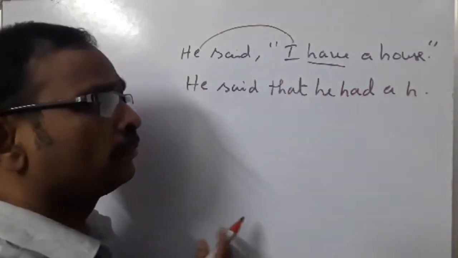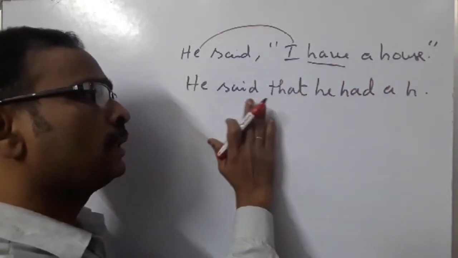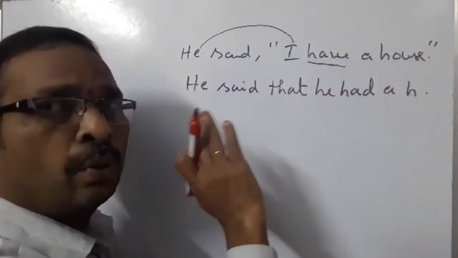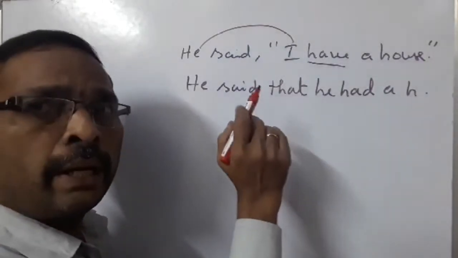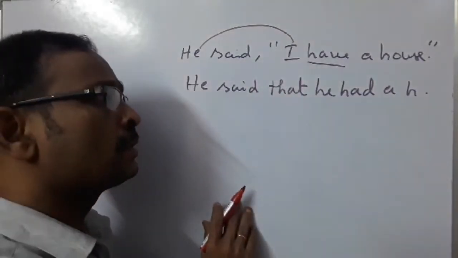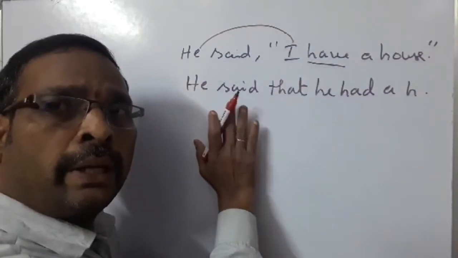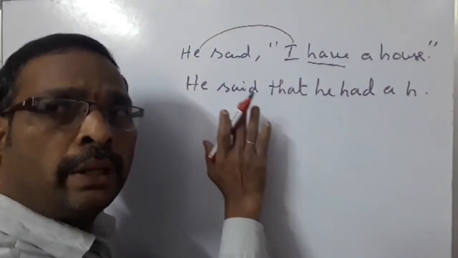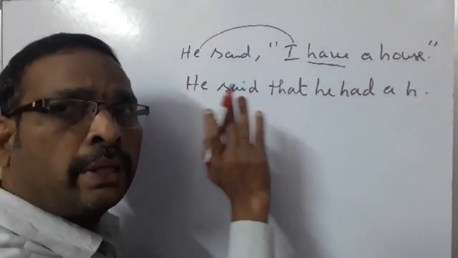Full stop. If you observe this indirect speech, it ends with only a full stop, no other punctuation marks. It should end with only a full stop, because we should write indirect speech only in declarative format. So we should not use any other format.